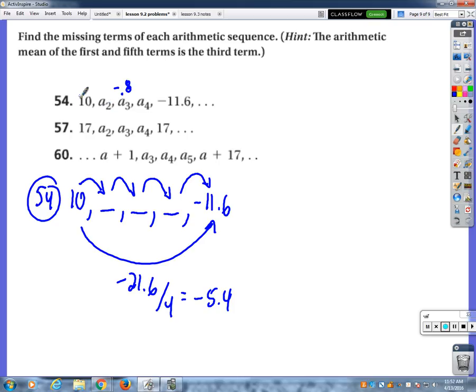Good. Take the average of these two numbers. So go 10 minus 0.8 is 9.2. Divide that by 2, and you get 4.6. Okay? So you can do it that way, or you can do it with the step method.